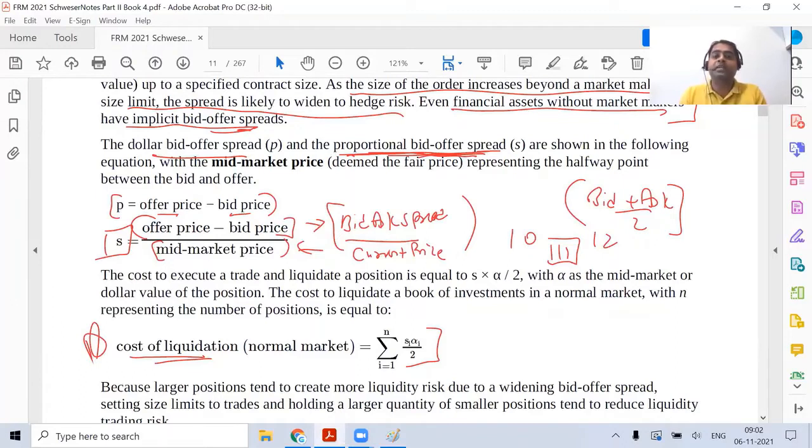Why? Because suppose the current price is 100, the moment I start selling, the prices will go down. I will not be able to sell everything at 100. There'll be some assets which I'll be able to sell at 95, 94, 90, 89, like that. So I will always face the cost. The cost of execution, the trade, and liquidating the position, and that cost is represented by this.